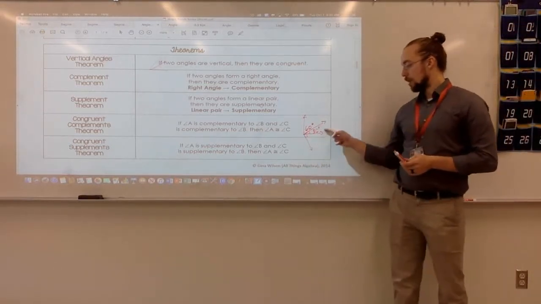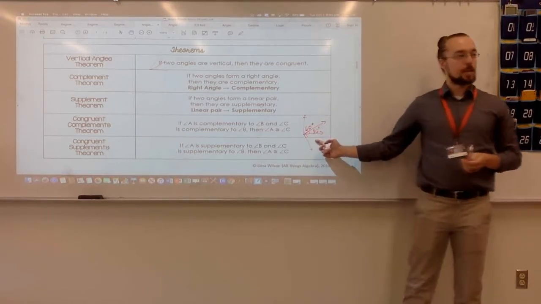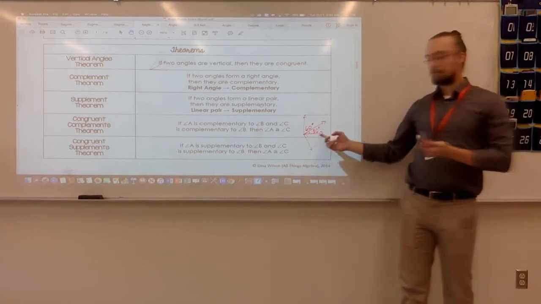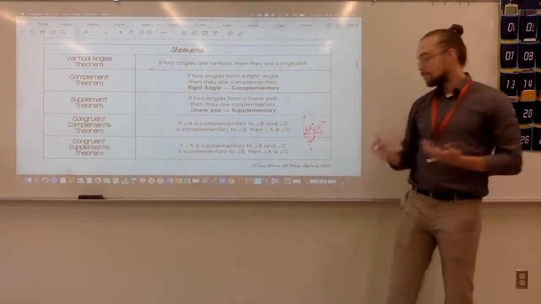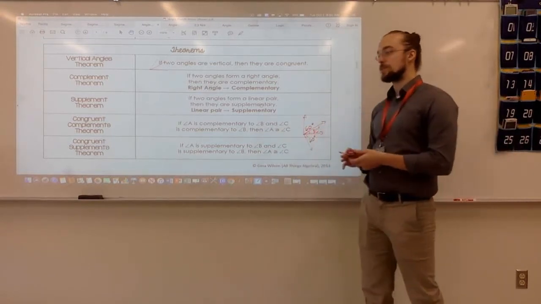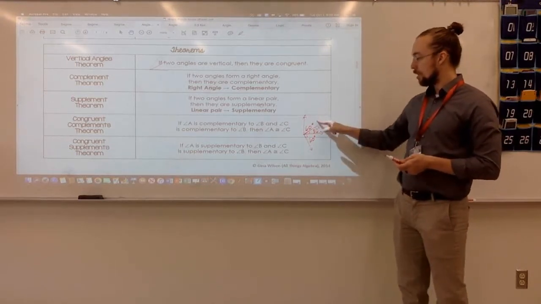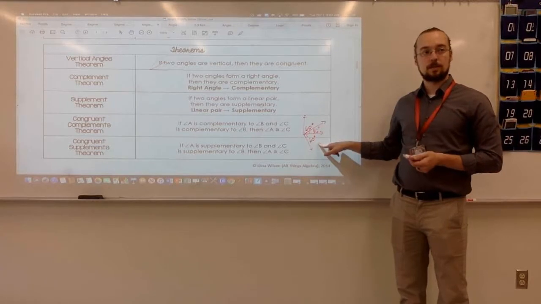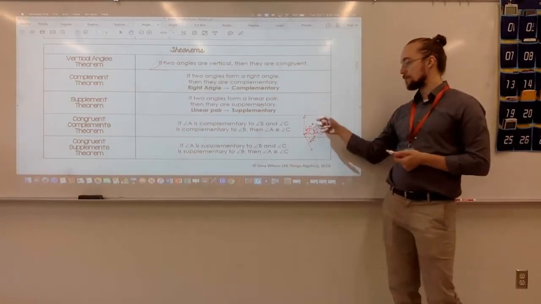60, right? If I want these two angles to be complementary, their measures would have to add to 90. So if I take 90 minus 30, I would get that this angle has to be 60 degrees. Okay, that's what this theorem is saying. It's saying if two angles are complementary to the same angle, they have to be the same. Okay, in order for two angles to be complementary to the same angle, they would have to have the same measure.